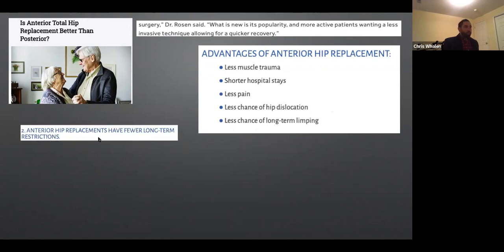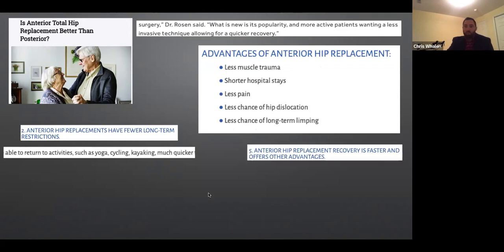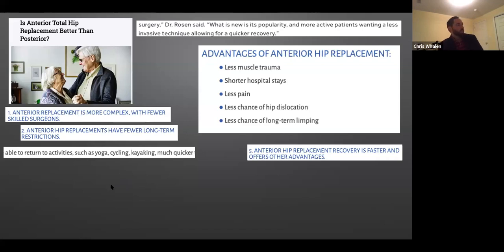You have no restrictions. It doesn't mention that most people don't do restrictions for posterior approach, but get back to your yoga and such much quicker. Recovery's faster. This is kind of a nice one. It's more complex and fewer skilled surgeons. It paints a dim-witted picture of all your posterior colleagues and creates some exclusivity around the anterior approach. Makes it seem like anybody can do the posterior approach.